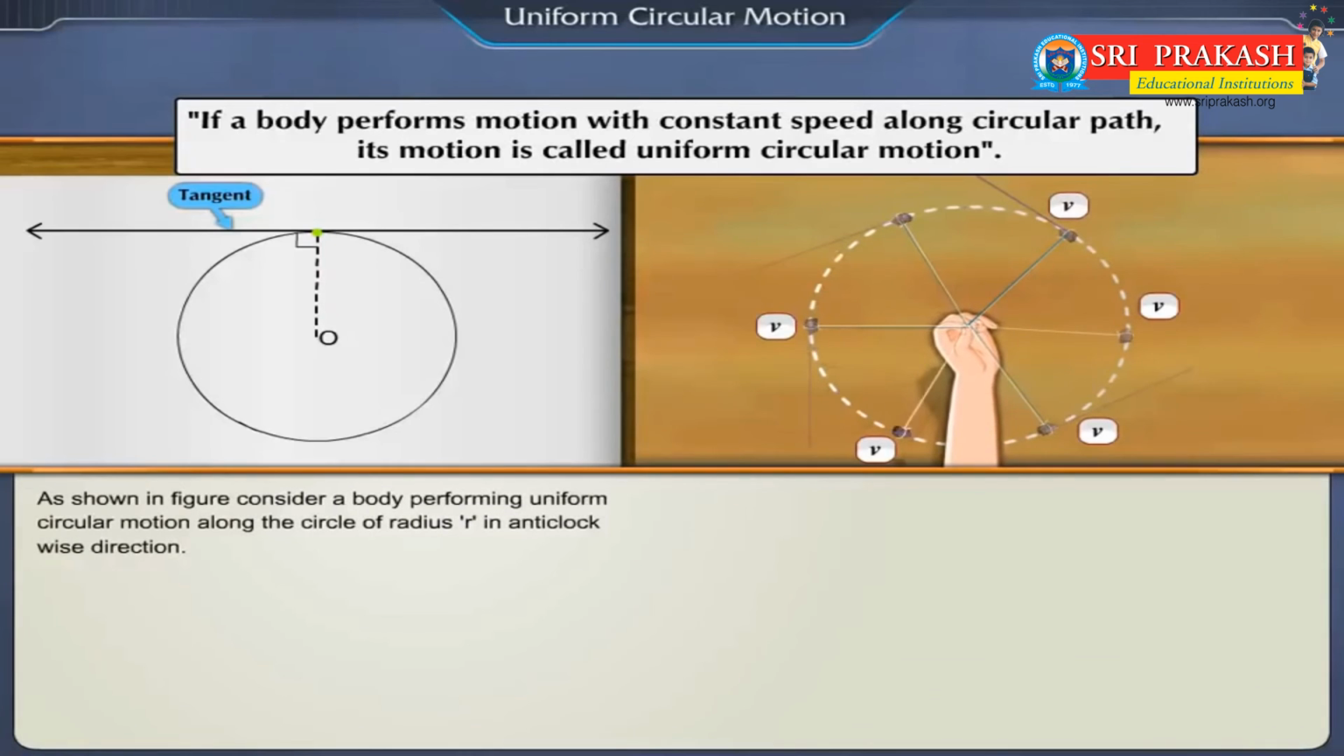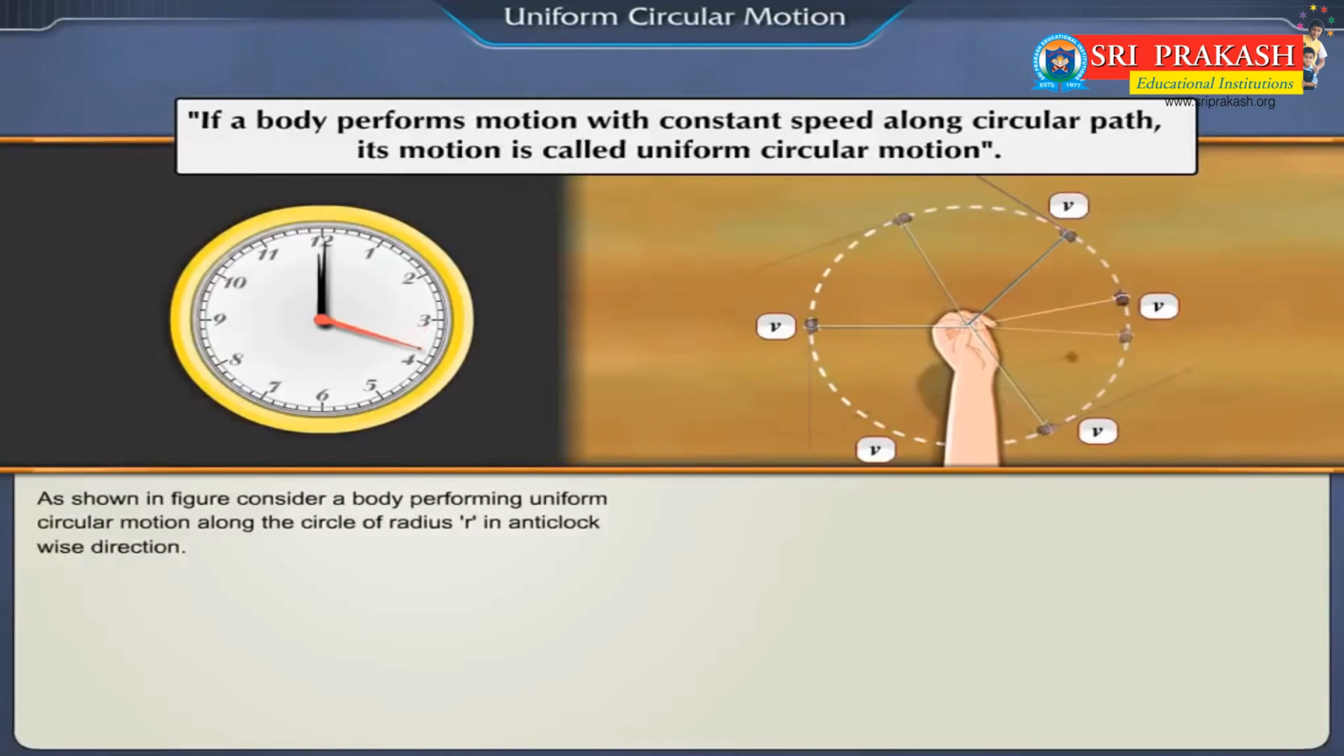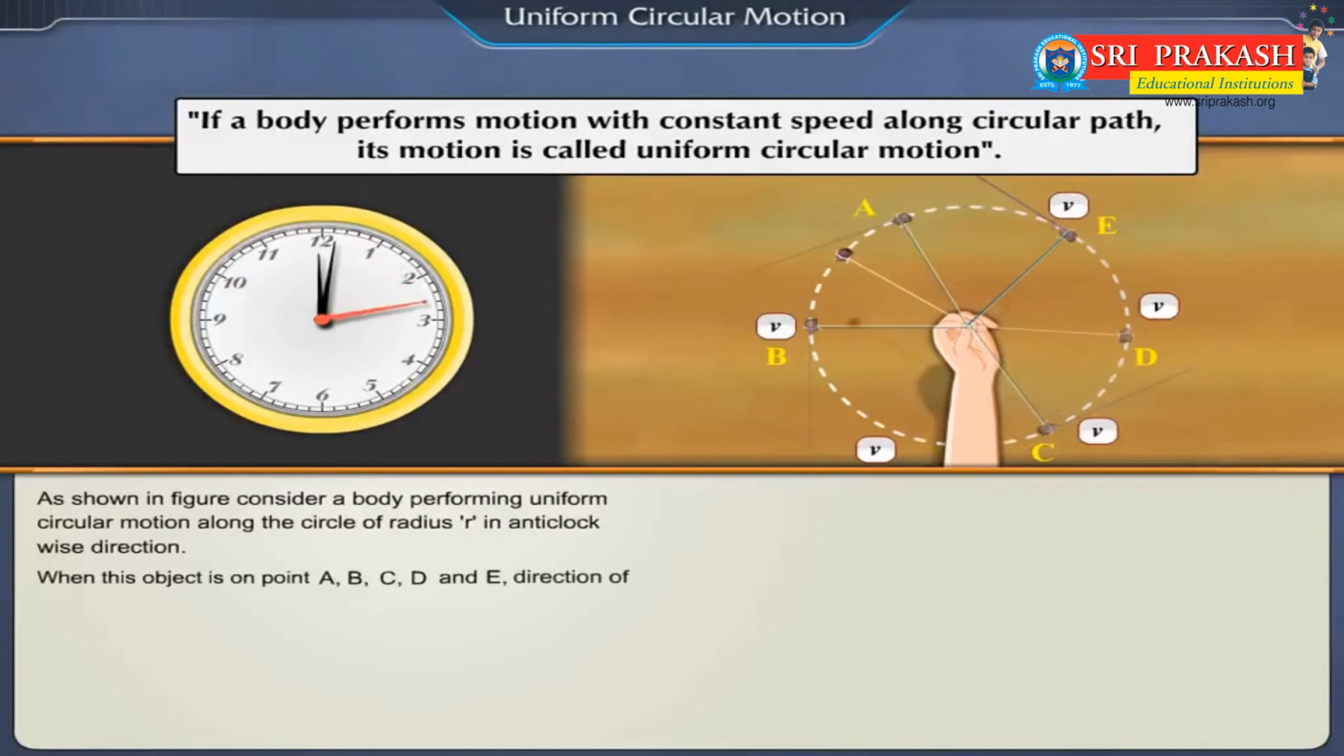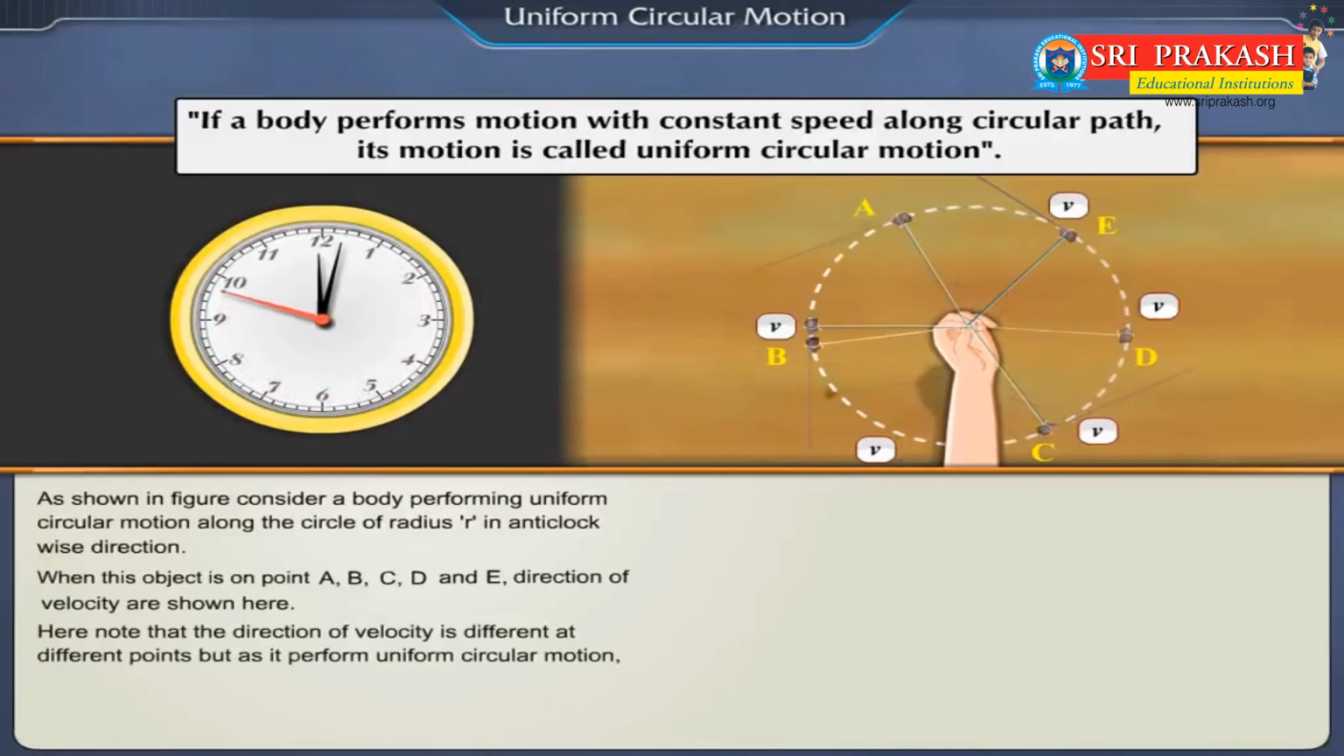As shown in the figure, consider a body performing uniform circular motion along a circle of radius r in the anticlockwise direction. When this object is at points A, B, C, D and E, the directions of velocity are shown here. Note that the direction of velocity is different at different points, but as it performs uniform circular motion, speed is constant. Therefore, V1 is equal to V2 is equal to V3 is equal to V.